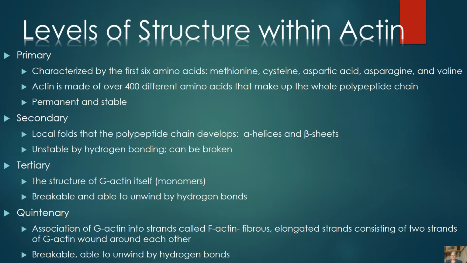So now we're going to get to slide 10, levels of structure within actin. This is primary, secondary, tertiary, and quaternary structures. Our primary structure of actin is characterized by its first 6 amino acids. And actin is made up of over 400 amino acids, and we'll never know every single one of those acids. There's too many to name. But the first 6 we can name: methionine, cytosine, cytine, aspartic acid, asparagine, and valine.